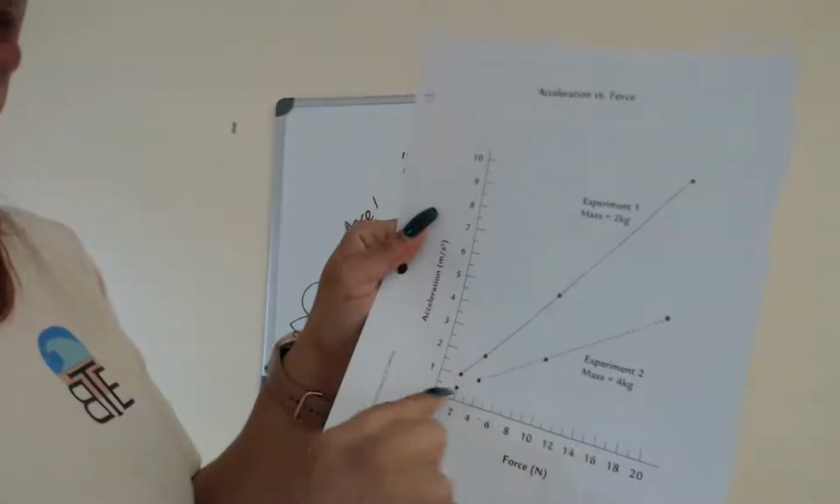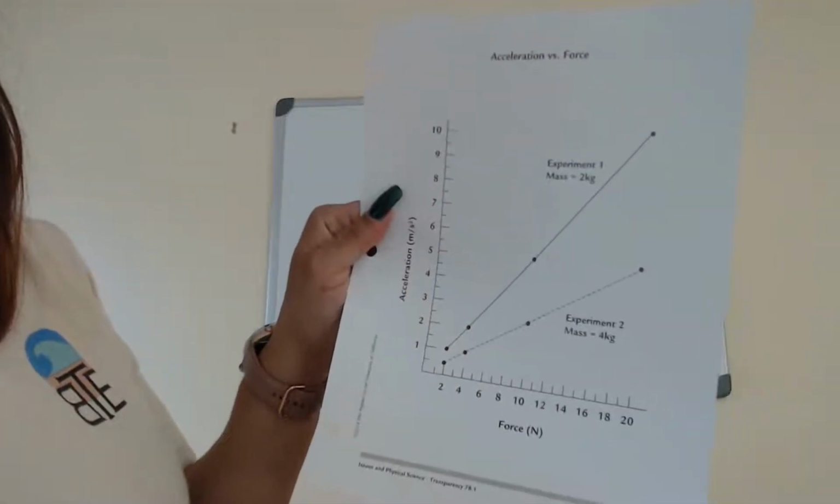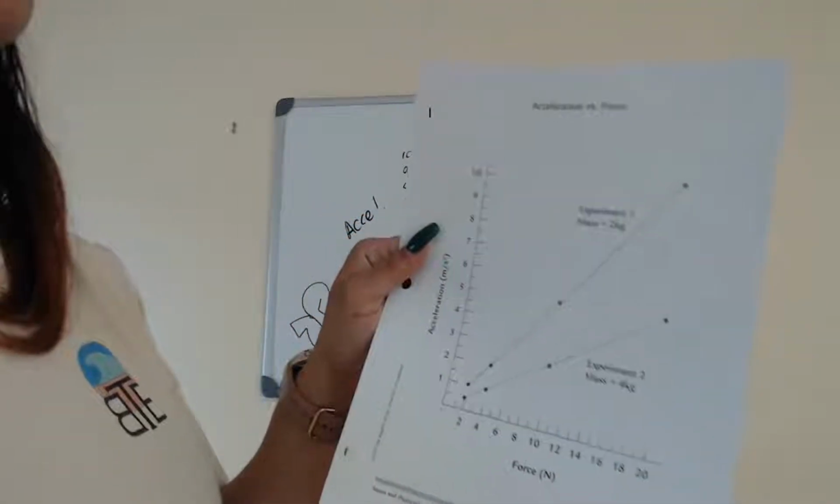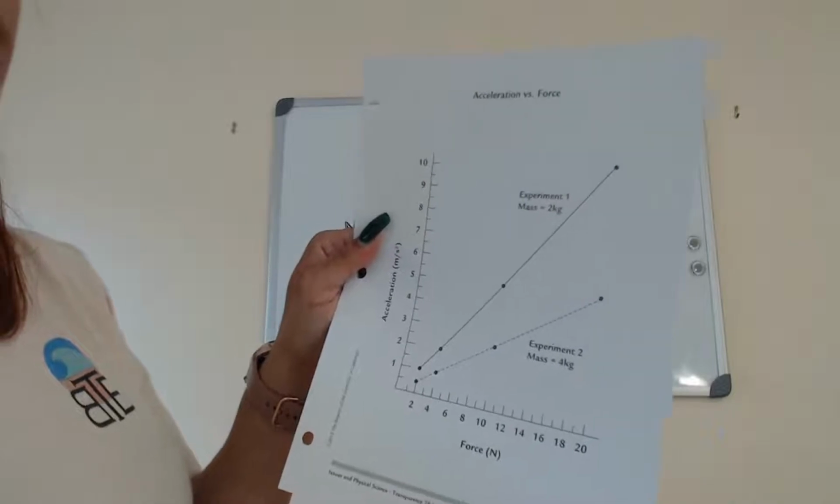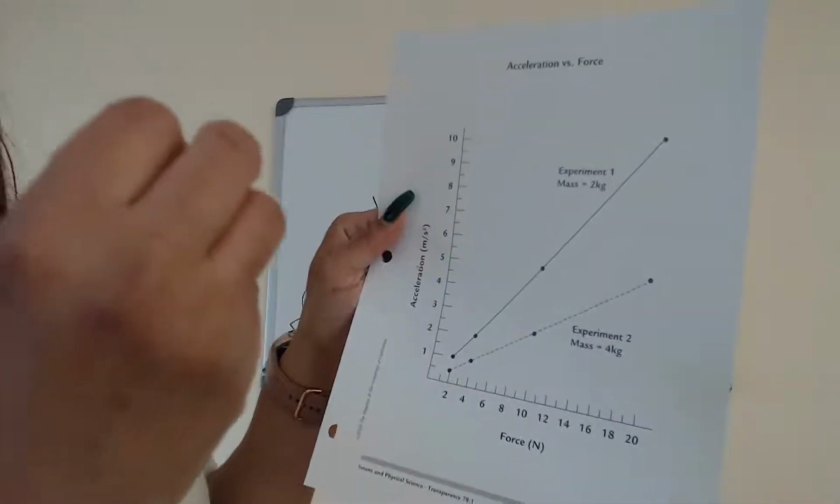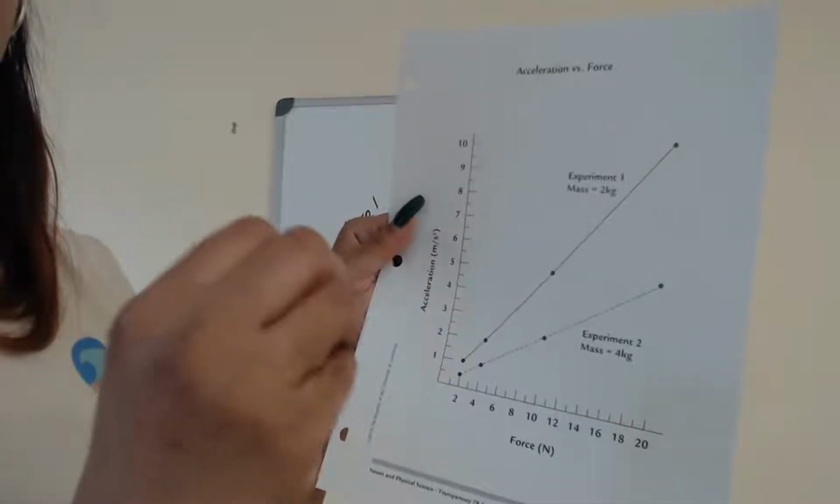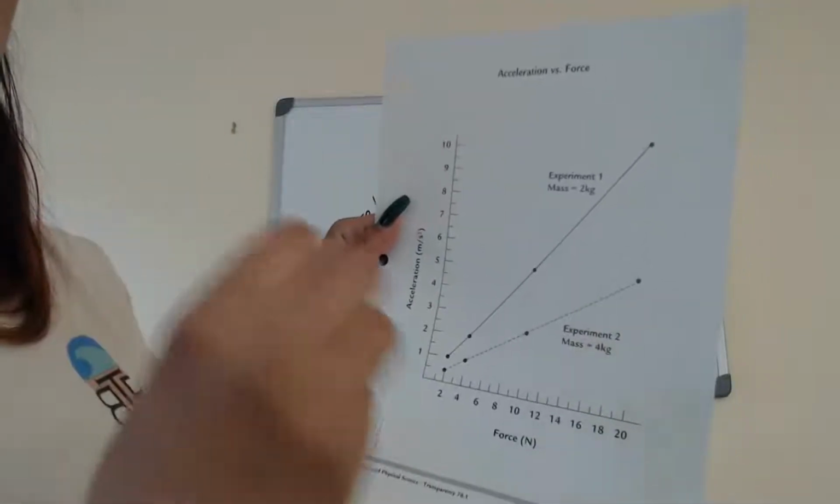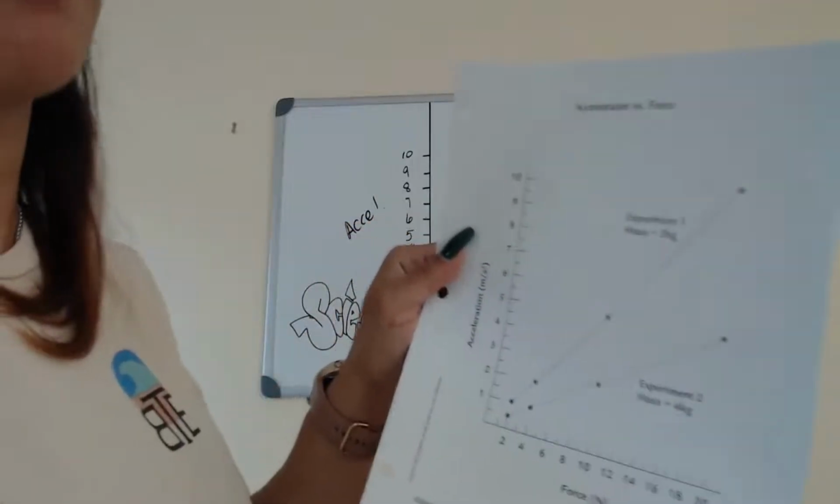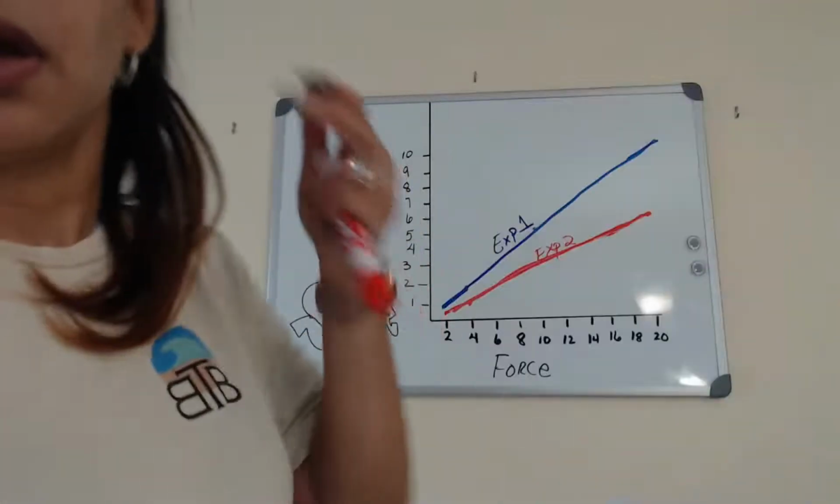This has a slower acceleration with the same force applied. The greater the mass, the less the force is going to be able to impact the acceleration, because it has to overcome the mass. I hope that makes sense.